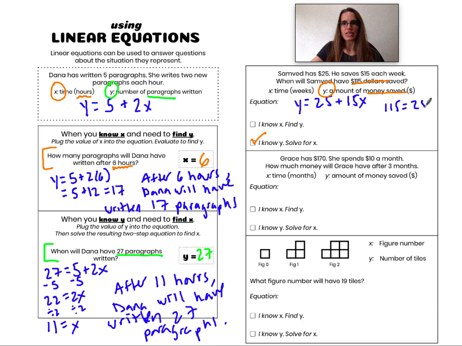Space is not great here. And then I'm going to solve for X. 115 equals 25 plus 15x. It's a two-step equation where I subtract 25 from both sides. 115 minus 25 is 90 equals 15x. The last, or inverse, operation gives me 90 divided by 15 is 6. So there's my answer, x equals 6.